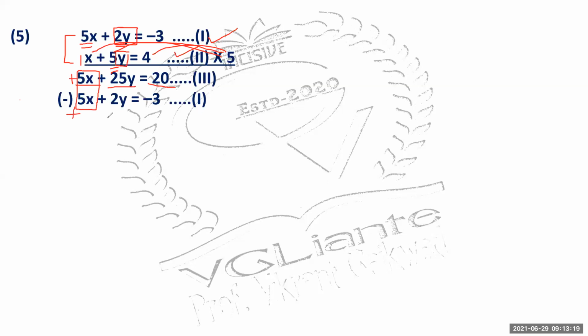Once you start subtracting, once you put that minus sign, all the signs of the terms of the first equation are going to change. That means plus 5x is going to become minus 5x, plus 2y will become minus 2y, and minus 3 will become plus 3. So now with the help of this, your x term will get eliminated. 5x, 5x will get eliminated.